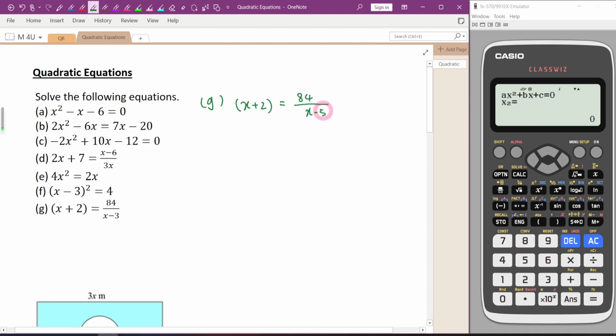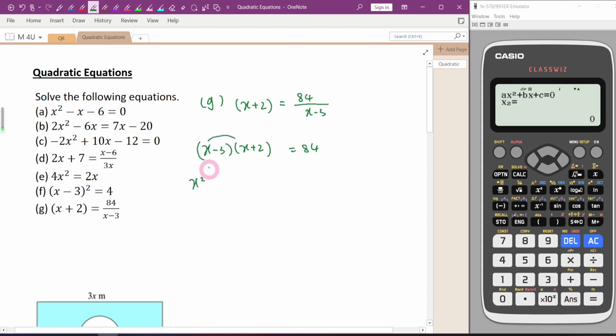First, I'm going to write this equation into a quadratic equation in general form. Bring the x minus 3 up here, it becomes multiply. X minus 3 times x plus 2 is equal to 84. Here must be equal to 0, right? So I'm going to do the expansion for this part. Then bring the 84 over here.